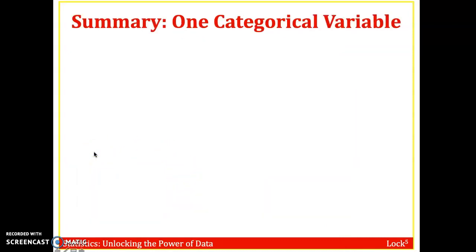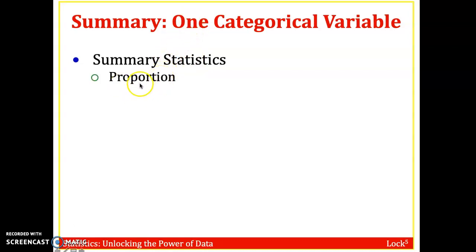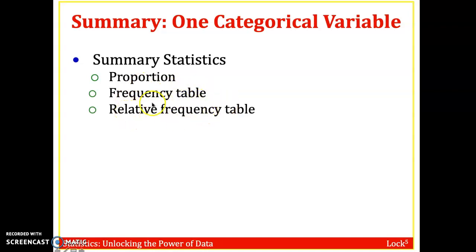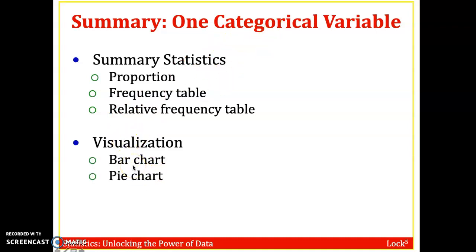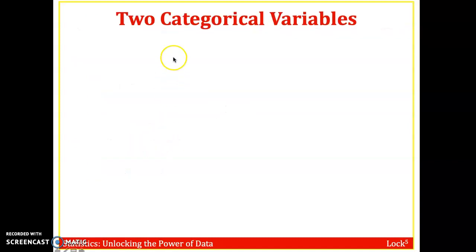All right. So this summarizes one categorical variable. Looking at the summary statistics for one categorical variable, really just proportion. We're also going to look at frequency tables, the relative frequency table, which is just a proportion table. And for visualization, the main ways we're going to visualize one categorical variable is either a bar chart or a pie chart. All right, in the next video, we're going to go over how to analyze two categorical variables at the same time.